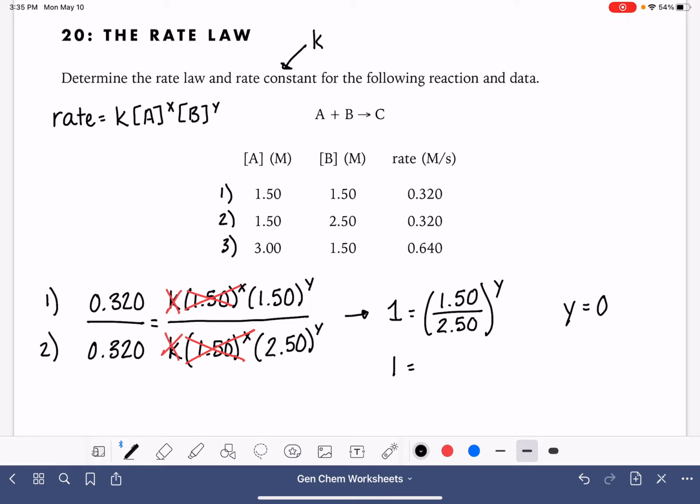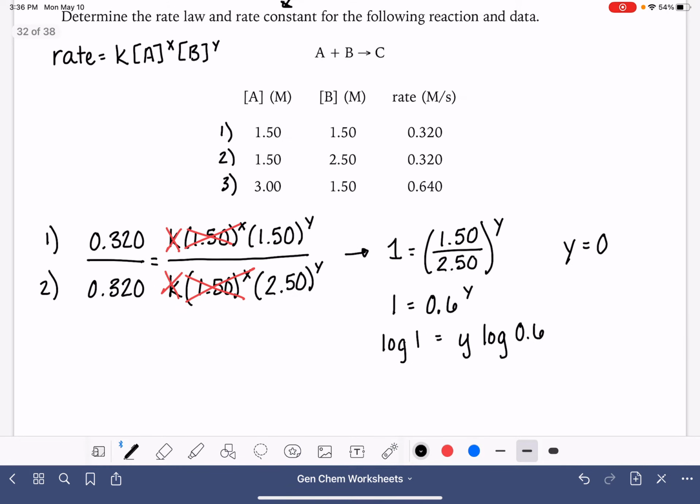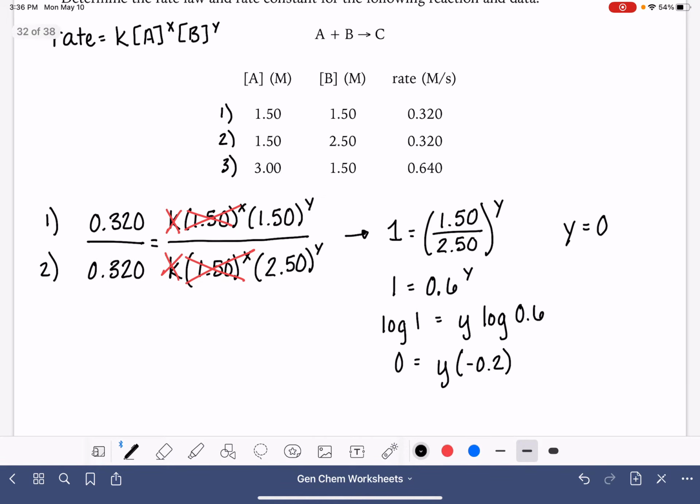So I'm going to begin by going 1.5 divided by 2.5, and that gives me 0.6. And that's raised to the Y. In order to solve for this exponent, you're going to use either log or natural log, your choice, and you're going to take the log of both sides. The log of 1 is equal to Y times the log of 0.6. The log of 1 is 0, and the log of 0.6 is negative 0.2. And then we're just going to solve for Y, and again, we get Y equals 0.